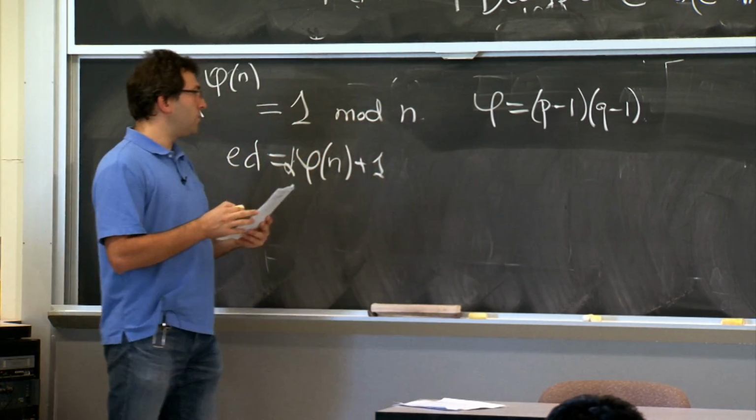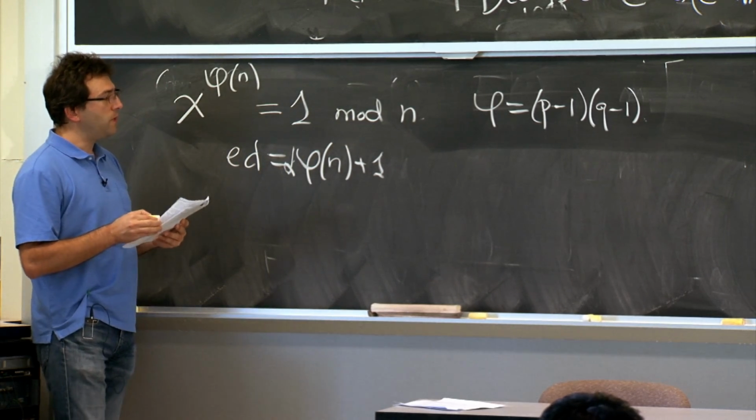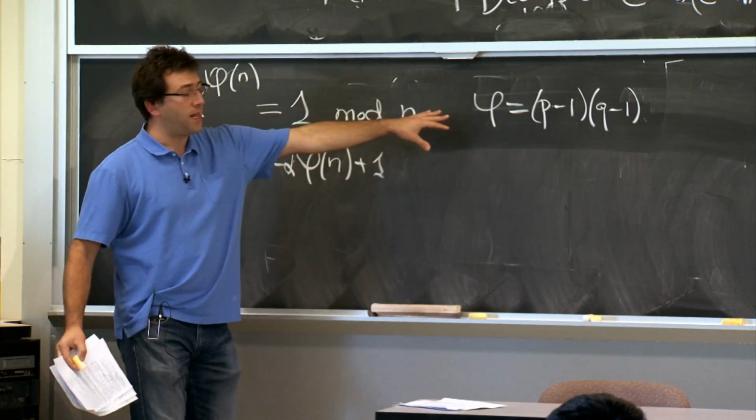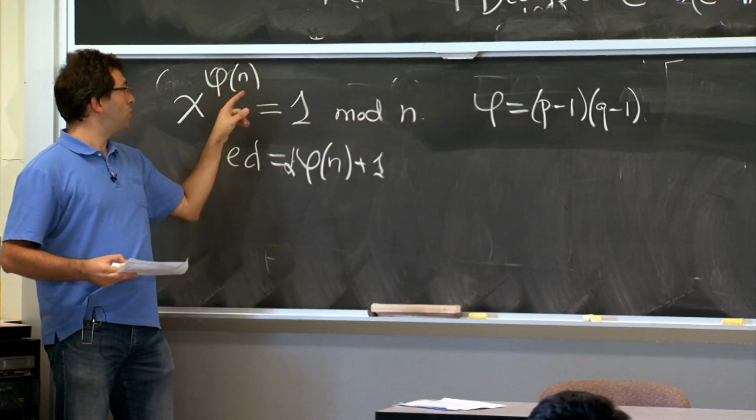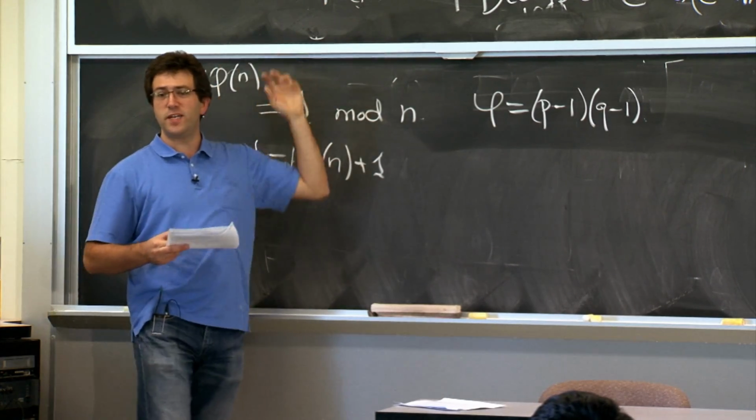And it turns out that there's a reasonably straightforward algorithm, if you know this phi value, for how to compute D given an E, or E given a D.